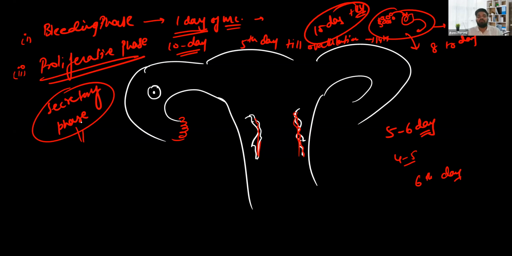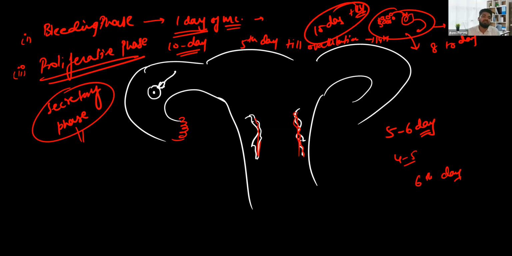If fertilization occurs, meaning the ovum comes in contact with the sperm and gets fused and fertilized, then for the whole gestation period, the whole pregnancy period, this secretory phase continues till the next 9 months. So the secretory phase continues if fertilization occurs.